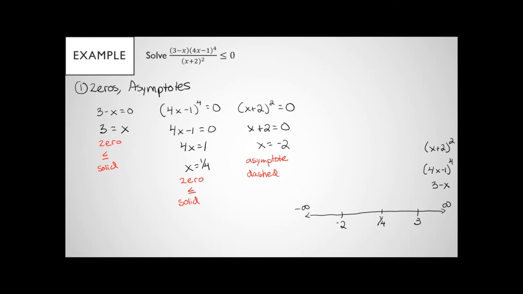So I've got a solid line at 3. I'm going to move my 3 over so that I can give myself some room there. I'm going to move my 1/4 so that I have more room there too. Okay. So I've got a solid line at 3, a solid line at 1/4, and then a dashed line at -2.